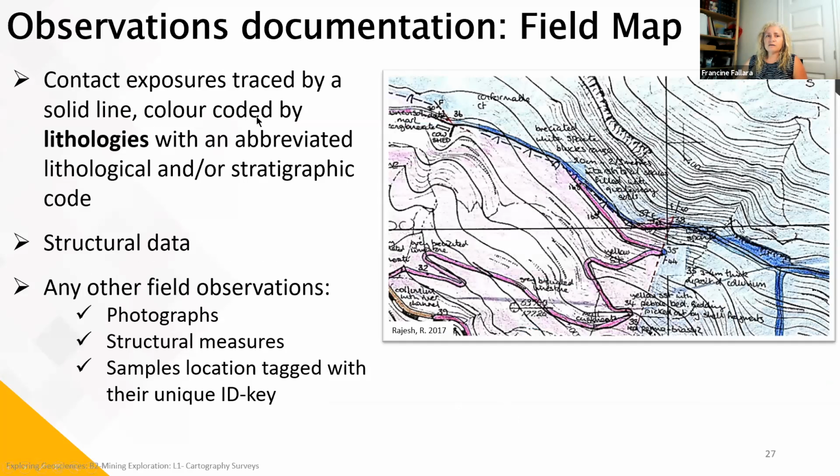So just to do a little sum up: contact exposure traced by a solid line, color-coded by lithologies, and abbreviated names for their lithologies and stratigraphic codes. We'll see that a little bit later on, but that's very important too. The structural data and any other field observations that were used, photographs, structural measures, samples with their location tags, and their ID key, which has to be unique.